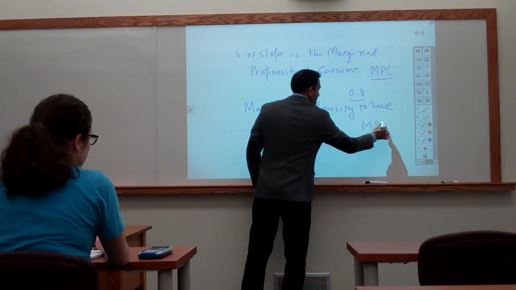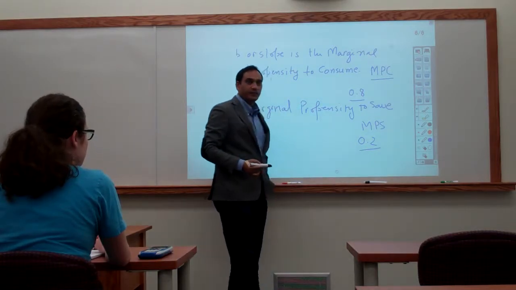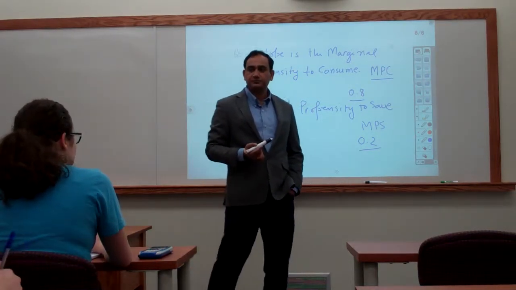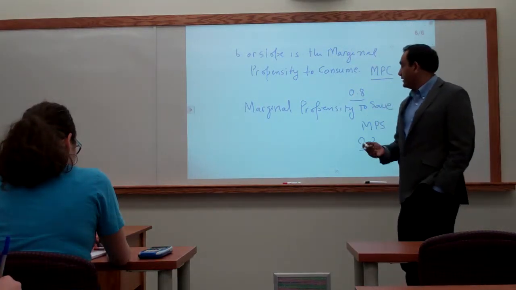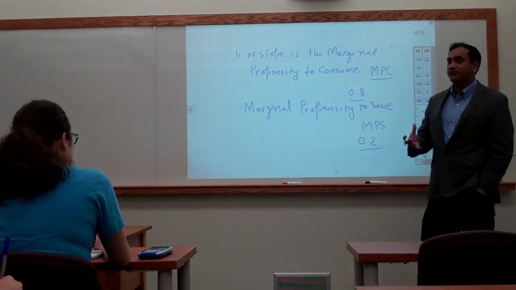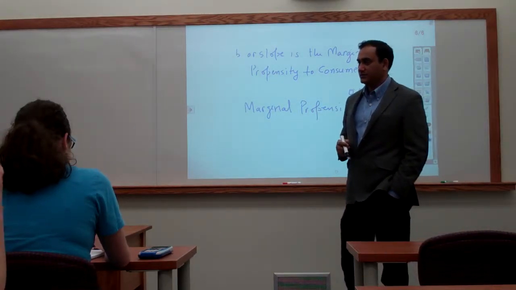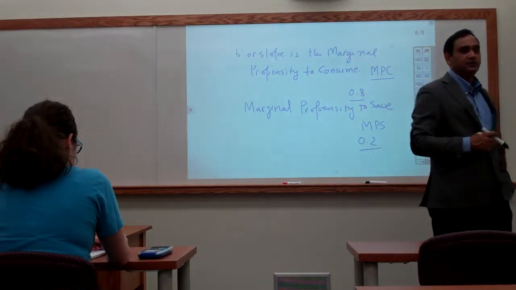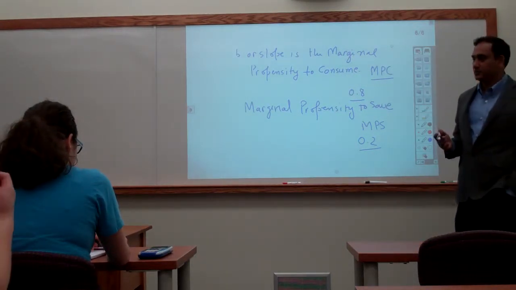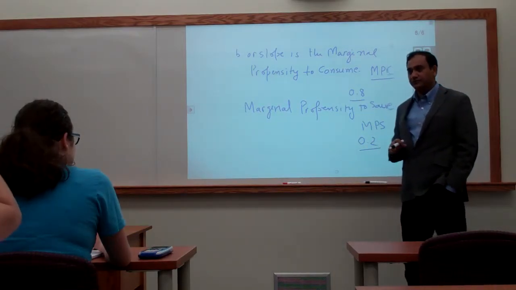Or MPS, which in our example is 0.2. So MPS would be what fraction of your extra income is saved, isn't it? What fraction of your extra income is saved? And that's your MPS here.